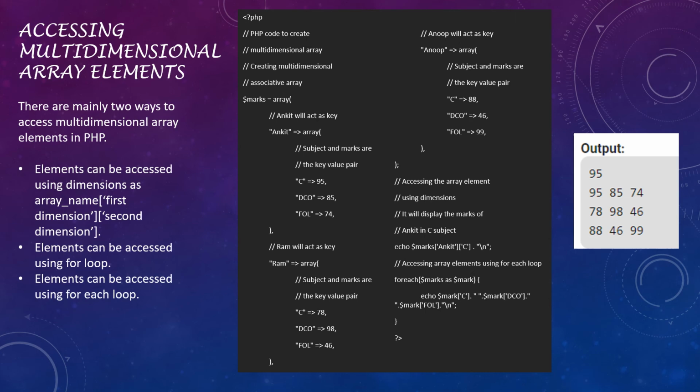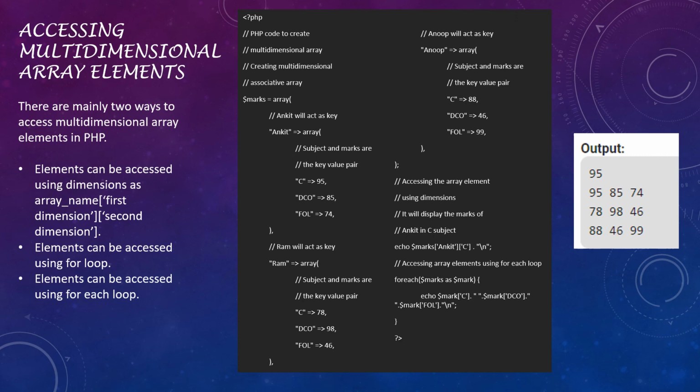And of course, there is a code example following. So we have an array called marks. And in the array, we have the ANKIT array that has C of 95, DCO is 85, and FOL is 74. Then we have the RAM array and the ANOOP array, which also has the C, DCO, and FOL numbers. So you can access the array element using the dimensions. So it's going to echo the marks ANKIT C, and so what you will have is it will find the one that's the ANKIT C, and it says, oh, it's 95.